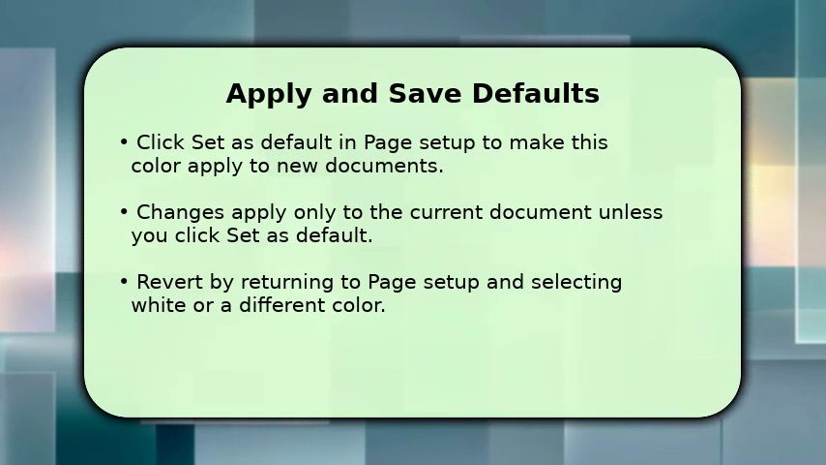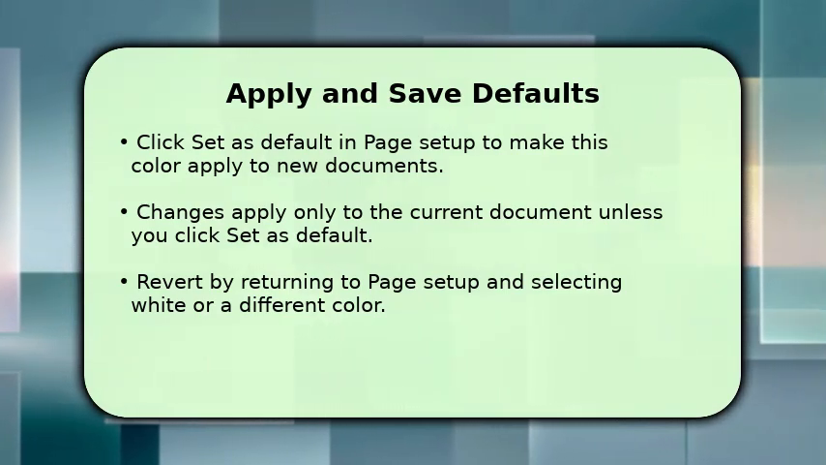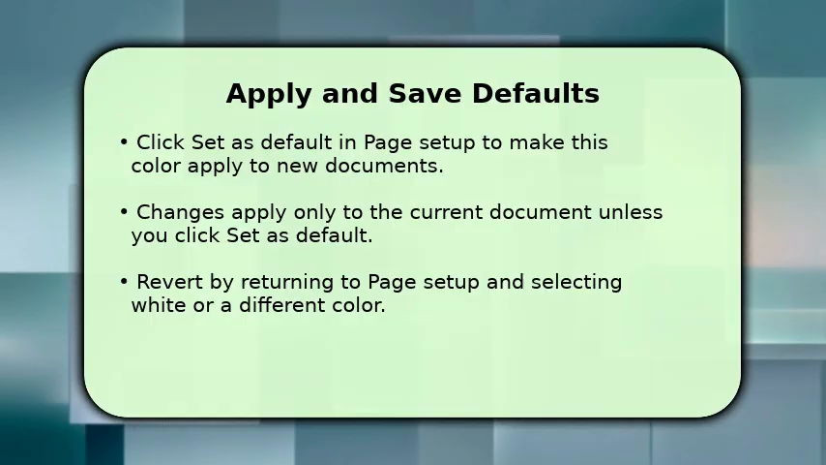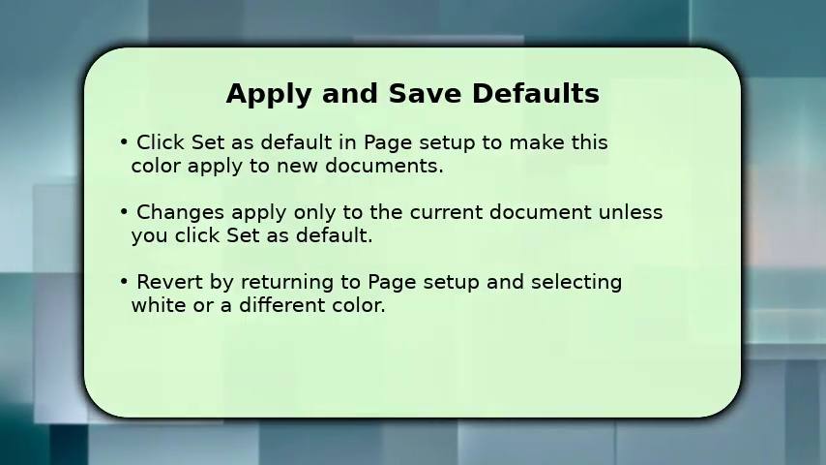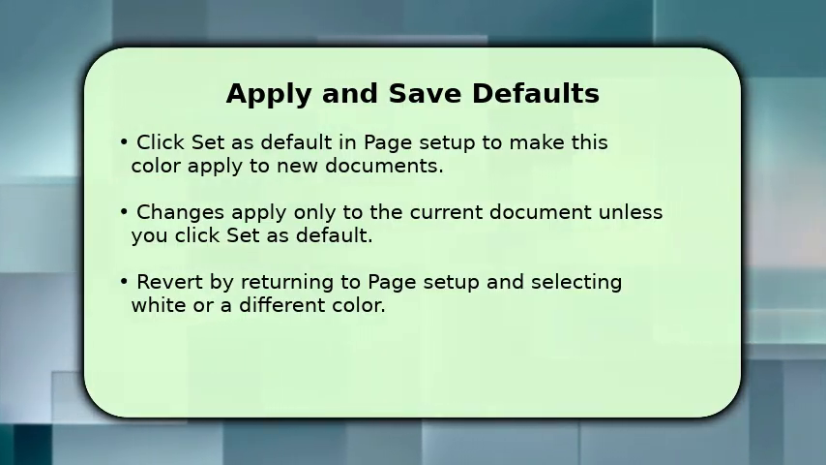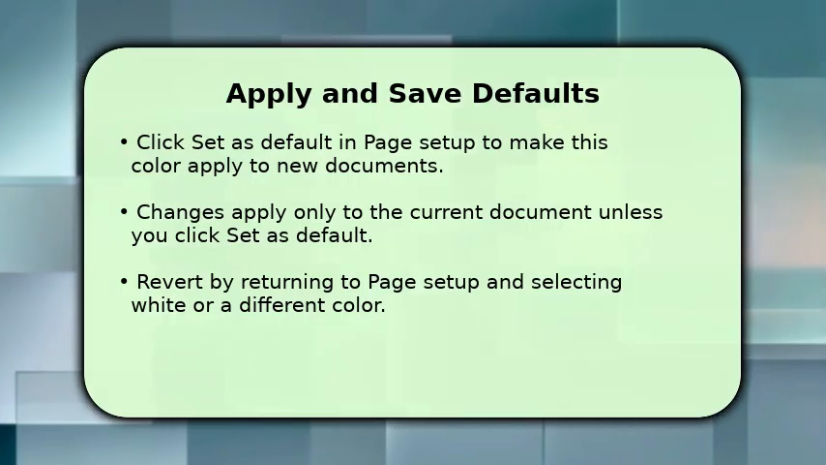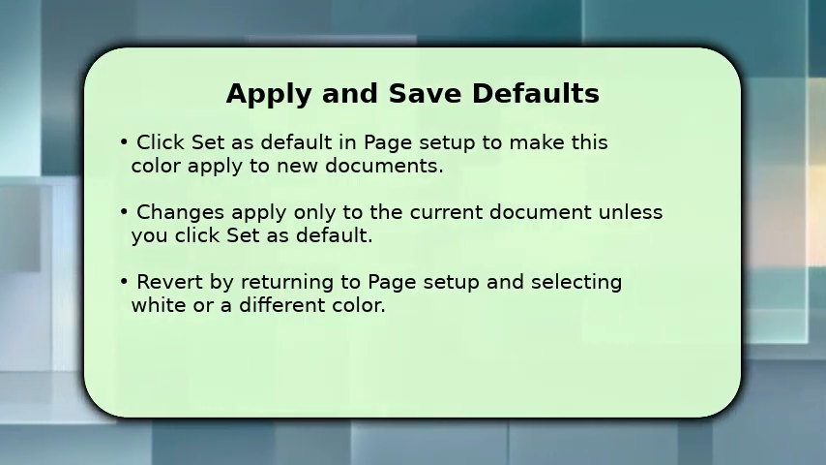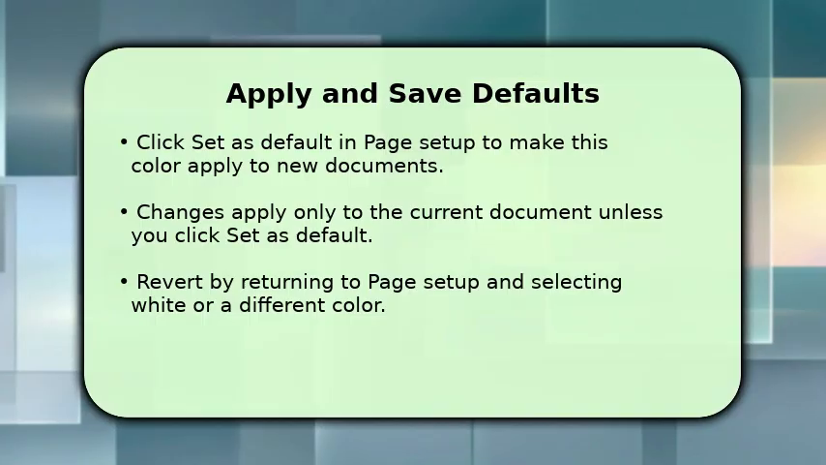Once you choose a color, you can either apply it only to the current document or make it the default. To make it the default, click Set as Default inside the Page Setup dialog before you click OK. Default colors will apply to new documents you create in this account and browser.